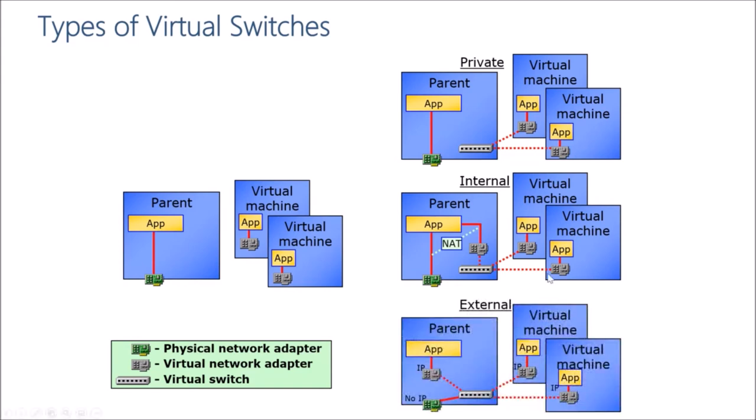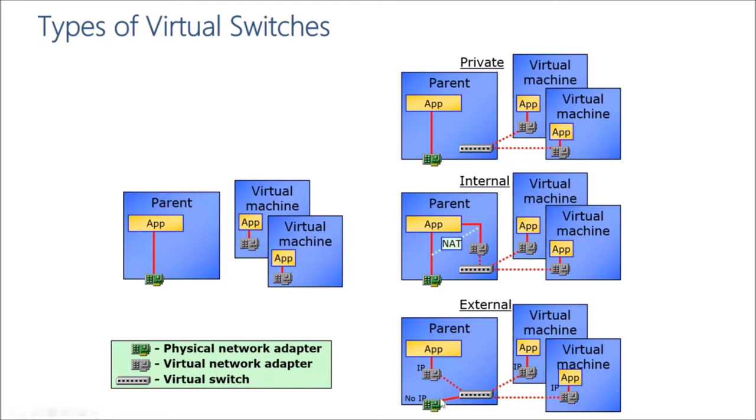External. This is like our bridge network. In this case, we have the physical adapter on the parent, but when we create a virtual switch that uses that as an uplink, we basically turn that physical adapter into a switch port. Okay, just like if you've got a Cisco physical switch, you know that they've got ports. In this case, it's turning that physical adapter into a switch port. Just like you know with a Cisco switch, the switch ports don't need to have an IP address, so therefore this physical adapter does not have an IP address.